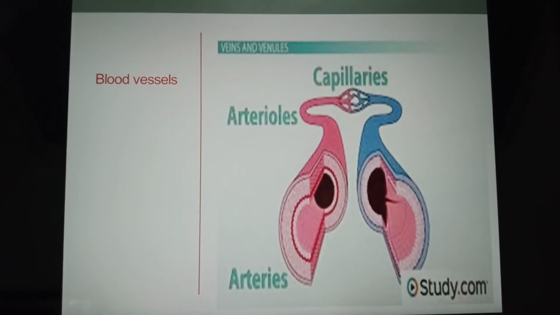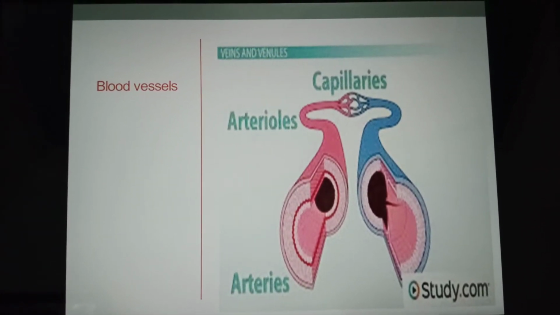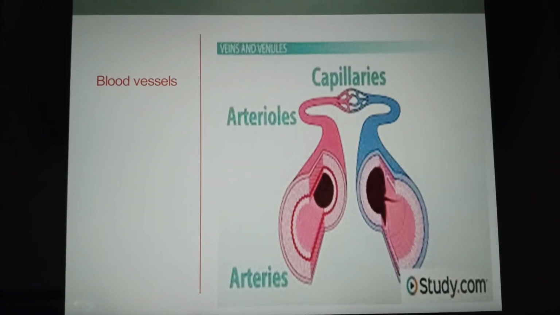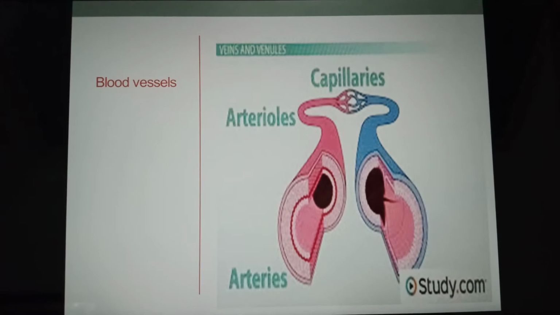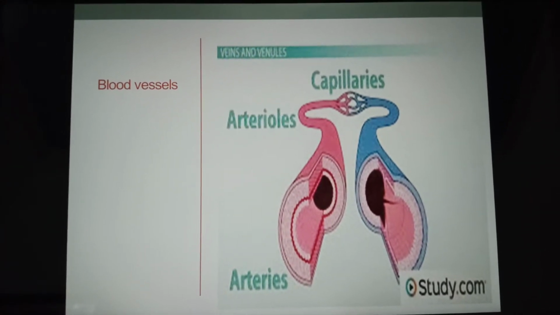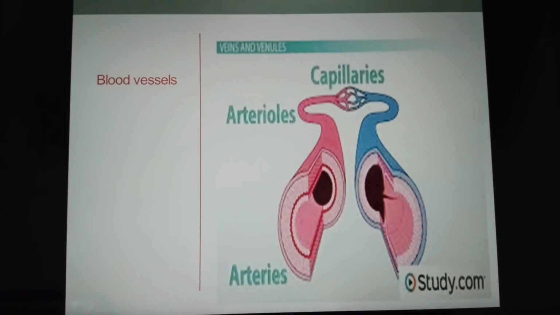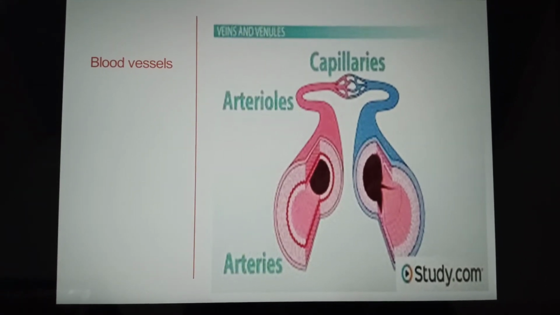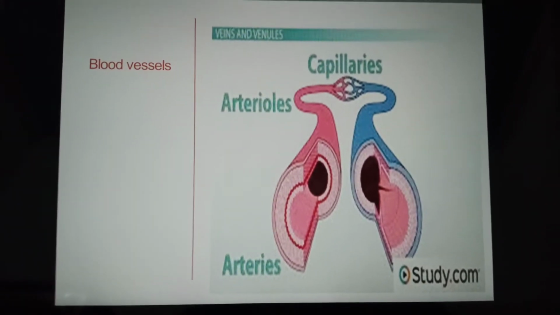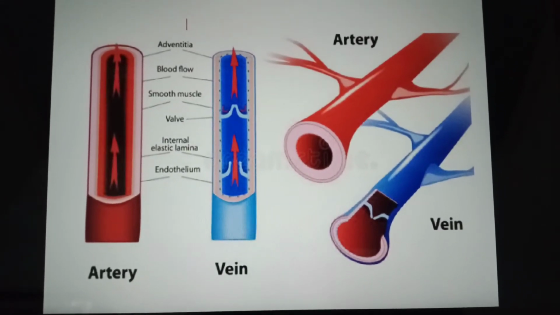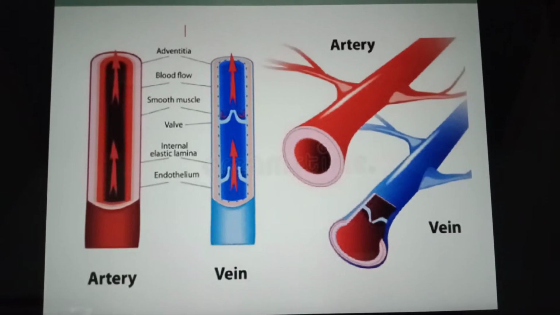The third part of the blood circulatory system is blood vessels, which function to transport blood throughout the body. The most important vessels in the blood circulatory system are arteries, veins and capillaries. These arteries are the blood vessels that carry blood away from the heart.